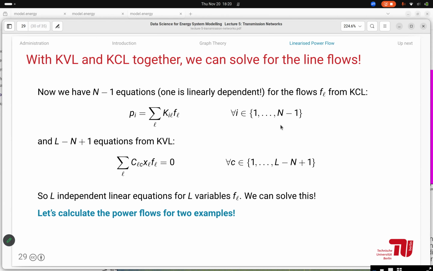So in total, we now have n minus 1 equations for the flows and L minus n plus 1 equations from Kirchhoff's voltage law. So we have L independent linear equations for L variables. For every line, we have one thing that we want to calculate, and we can solve that. No problem about that. If you have the power imbalances given, you can just solve it as a linear equation system and get the power flows out of that.